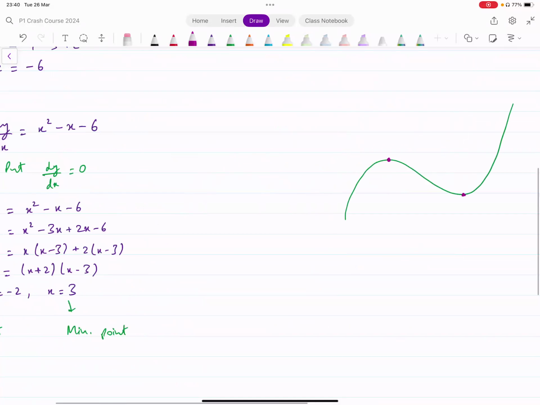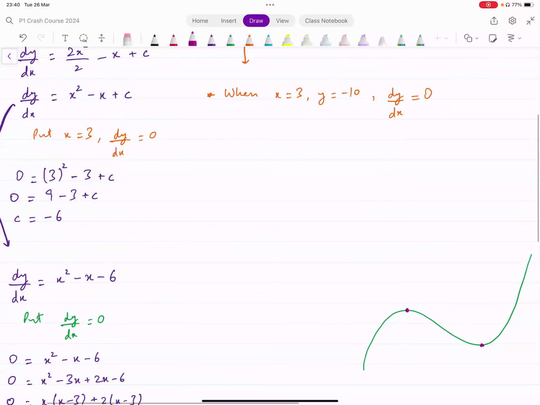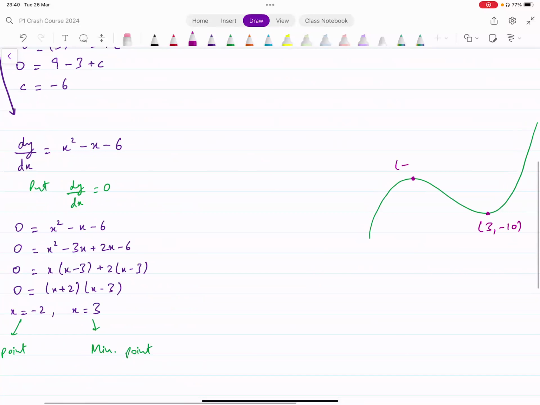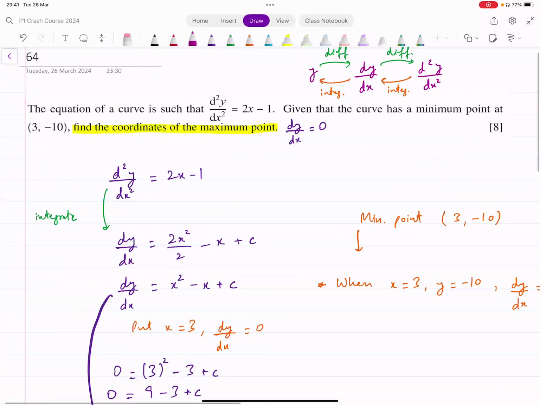Okay, so we have the minimum point given. The minimum point is 3 and -10. This is what the question already tells us. What we have found is the x coordinate of the maximum point. Now, the question asked us for the coordinates of the maximum point, not just the x coordinate, we also need the y coordinate. How do you find the y coordinate of this now?